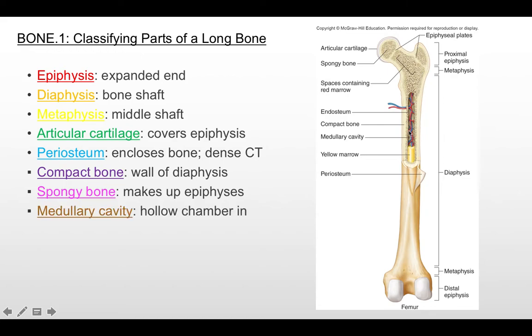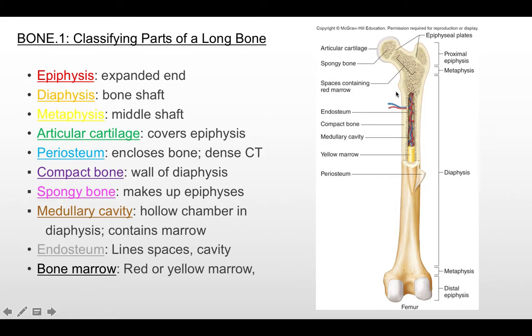That hollow chamber I was talking about is called the medullary cavity, and it contains a lot of our living tissues. So arteries, veins, bone marrow. This is where our blood is created. We have red bone marrow that's creating blood, and we have yellow bone marrow that is storing some fat. But there is a lot of very living tissue in the medullary cavity.